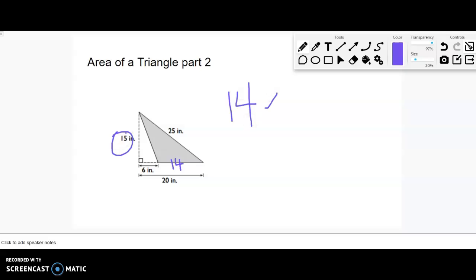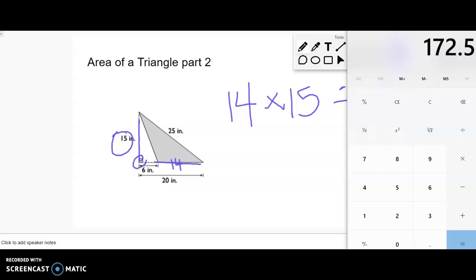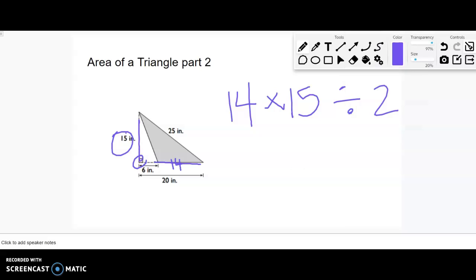My height is still 15, because these two lines still make a right angle, here and here. And then I just need to multiply those and divide by 2. So let's see, 14 times 15 divided by 2, 105. 105 inches squared. All right?